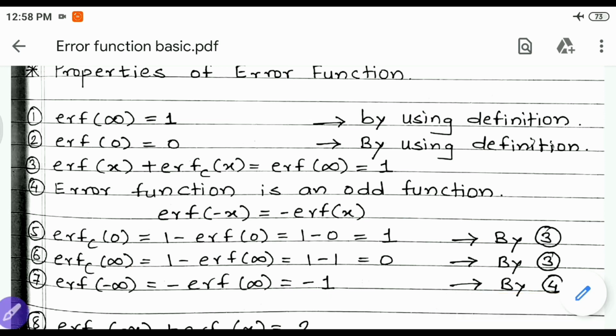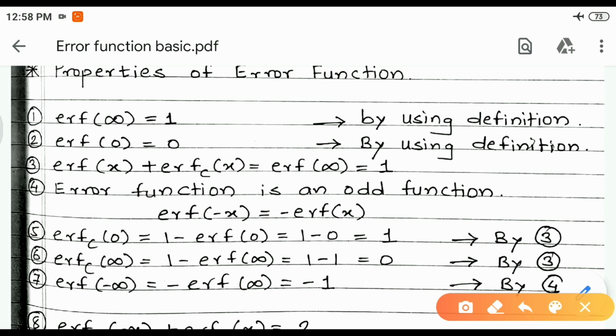Now the next property is again very important. We have already seen the error function of 0. Now we are going to see the complementary error function of 0. We know the relation between the complementary and the error function: the addition of the error and the complementary error function is 1. So can I write the complementary error function of 0 as 1 minus the error function of 0? The error function of 0 is 0, so it will give you 1 minus 0, which is equal to 1. So if you have the properties of the error function, you can easily apply them on the complementary error function with the help of the formula that error function of x plus complementary error function of x is equal to 1.